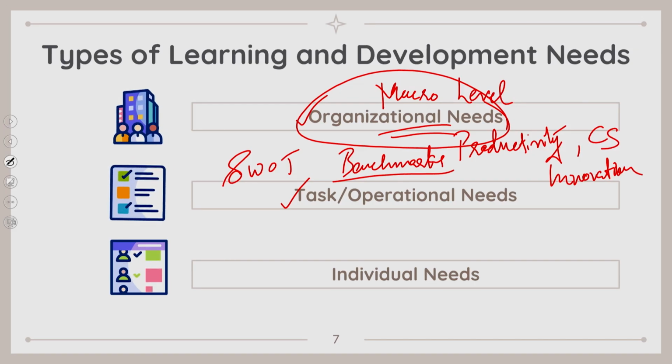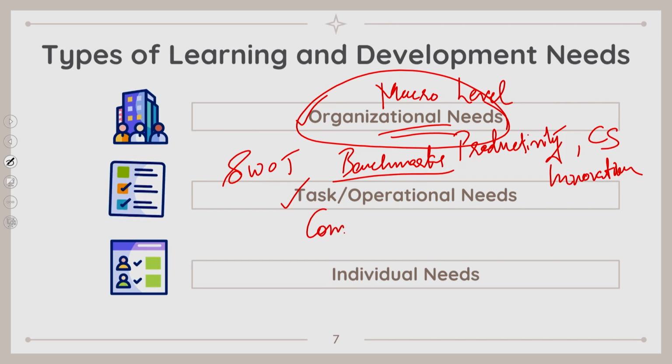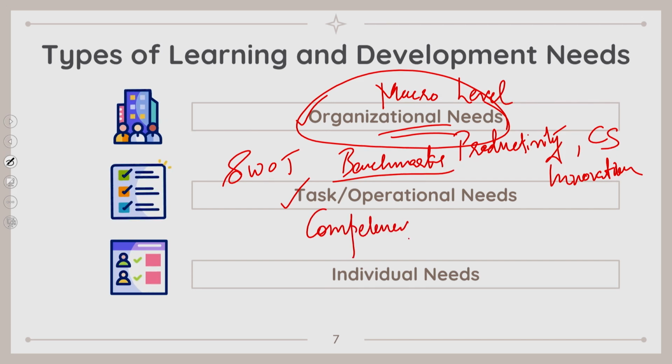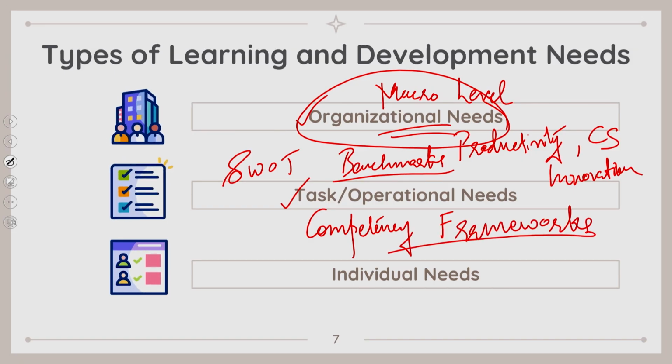So, these typical operational or task needs have certain assessment methods like job descriptions and competency frameworks, which help in analyzing the operational needs, performance metrics, or observation and task analysis. So, these are some of the typical assessment methods that exist within the task and operational needs.